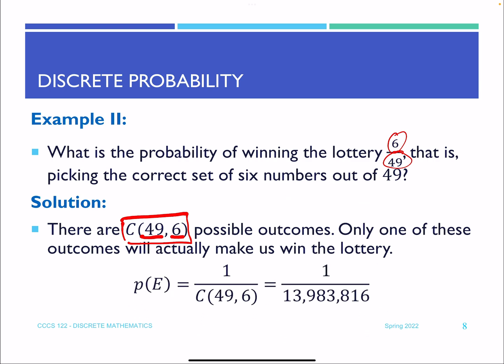The answer for that is 1 over C(49, 6), which is a very large number, 13,983,816. So just in case you don't remember, this is basically nCr, or in this case, 49C6.